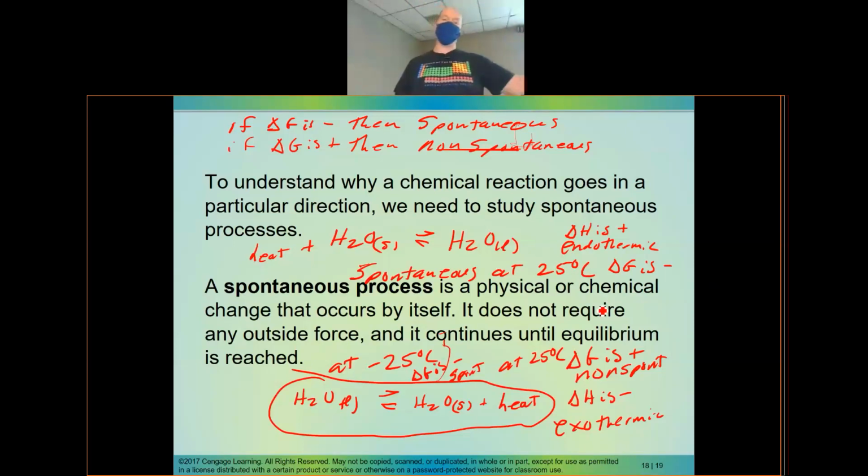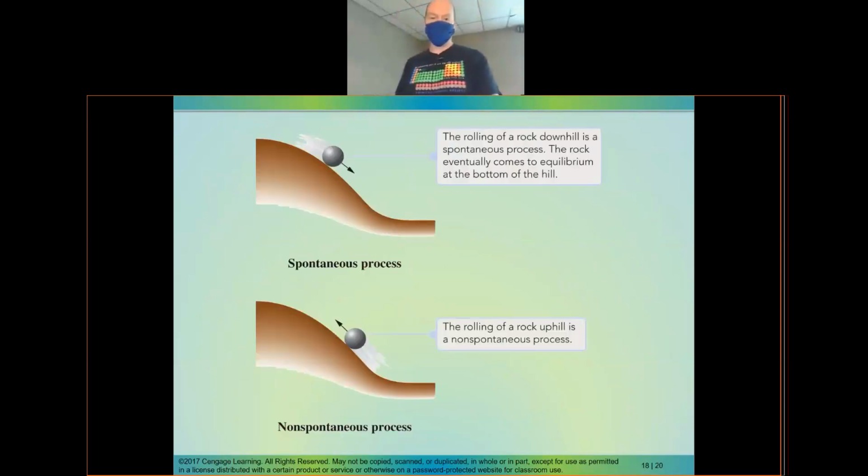Nothing else has to be done. You stick it in something that's below its freezing point, it is going to freeze. Above its freezing point, it is going to melt. All right, and so the delta H is going to be the same. The delta S is going to be the same. The delta G changes. And that tells you if it is spontaneous or not.